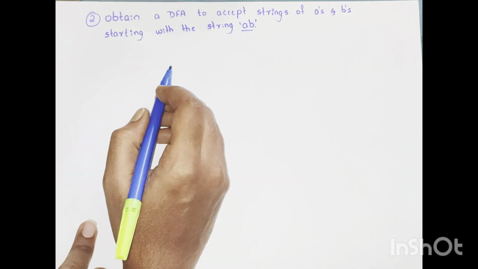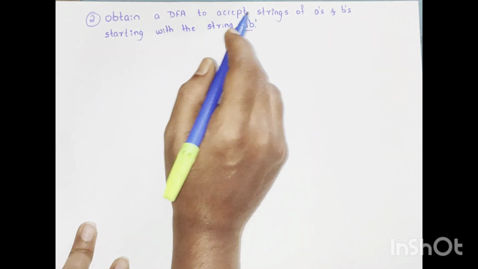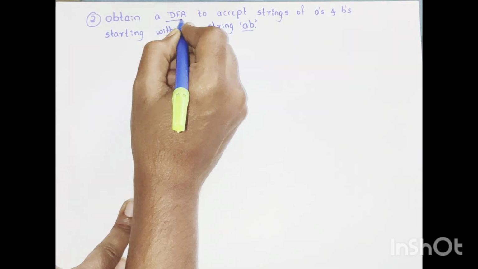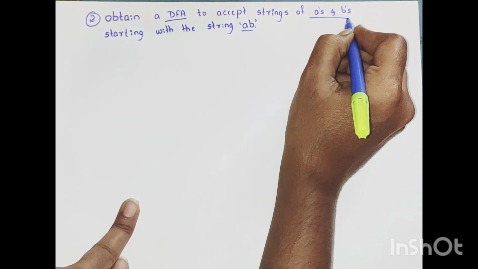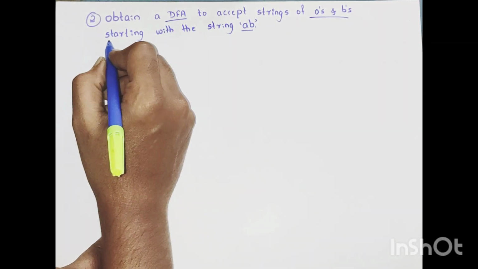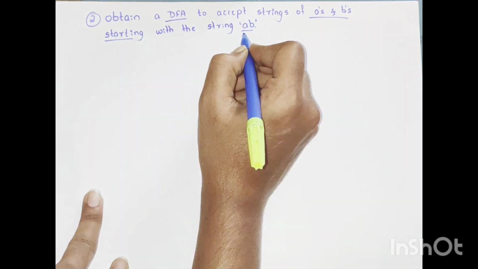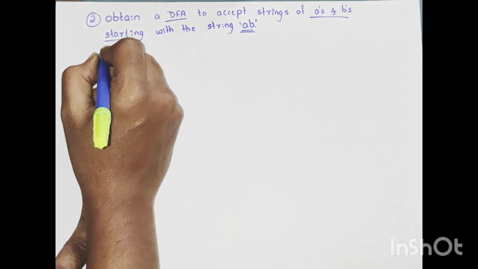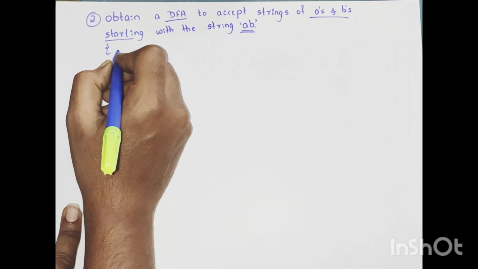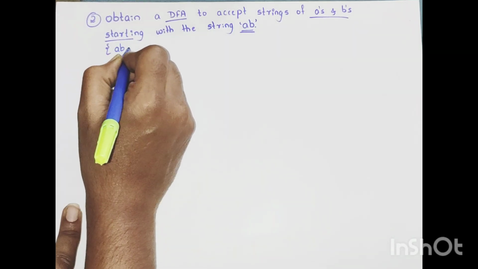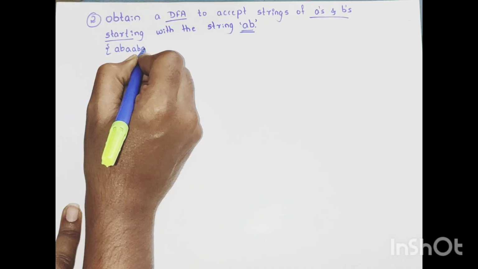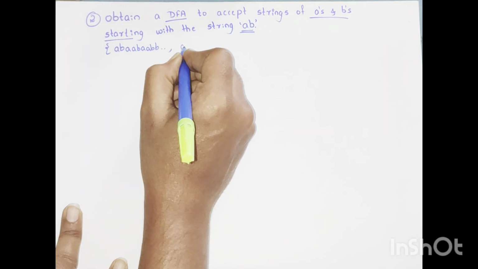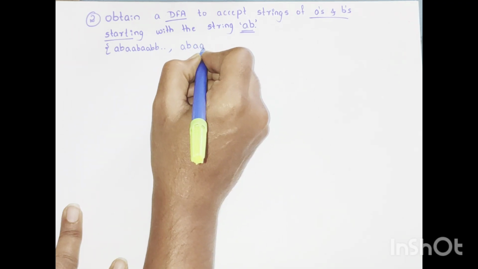Now we'll see the second example. Here the condition given to us is to obtain a DFA for the strings over A's and B's where the string should always start with AB. So the possible set of strings will be AB, ABA, ABB, and so on.